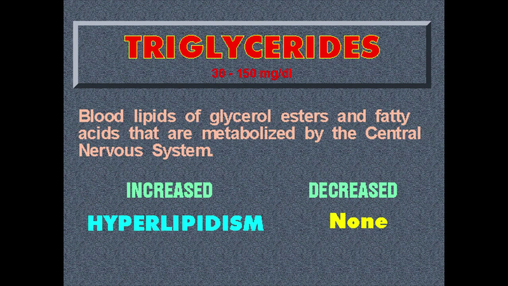Triglycerides are primarily utilized by the nervous system. When increased, they are commonly associated with a high cholesterol and hyperlipidemia. Keep in mind that chronic pancreatitis should be suspected when triglycerides are greater than 500. A decreased value of triglycerides is not too significant.